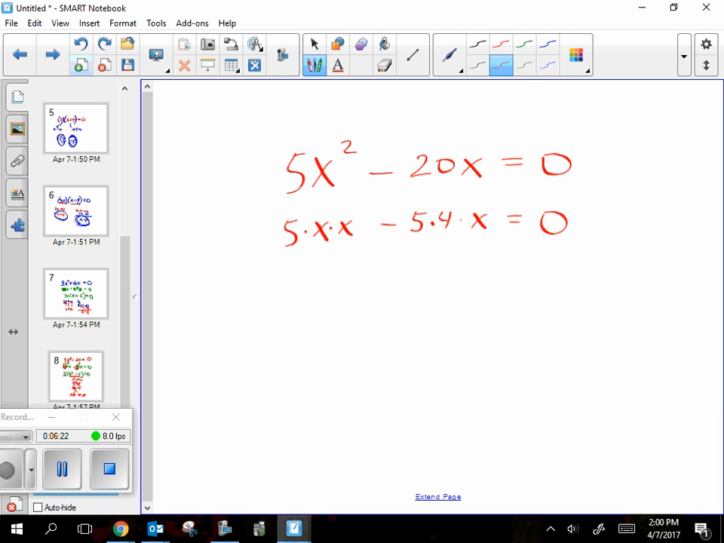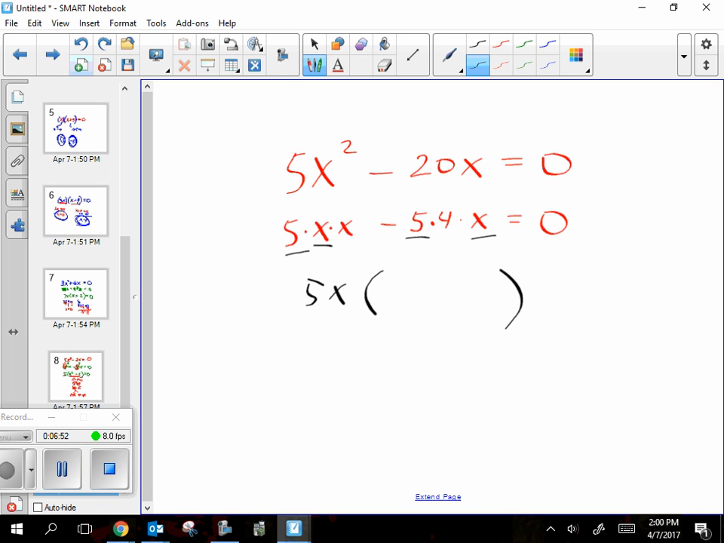Now, let's do W R. What's in both of them? What's the greatest common factor? 5 is in both of them, but something else is in both of them. X. So, once I factor out the 5x, what do I have left?